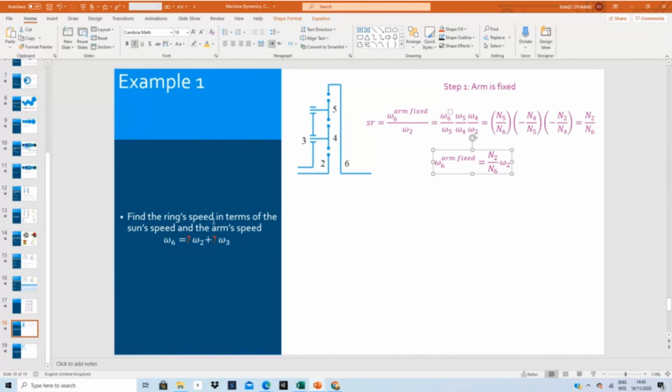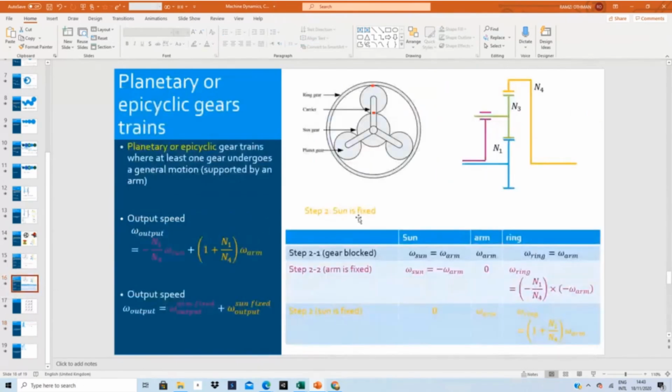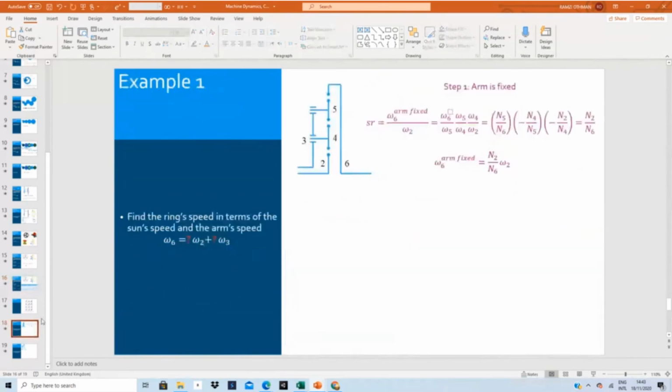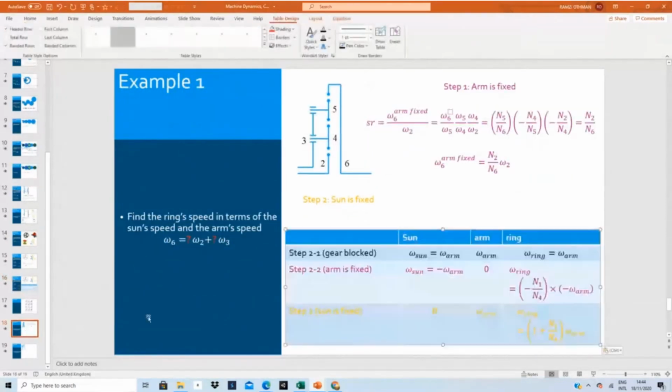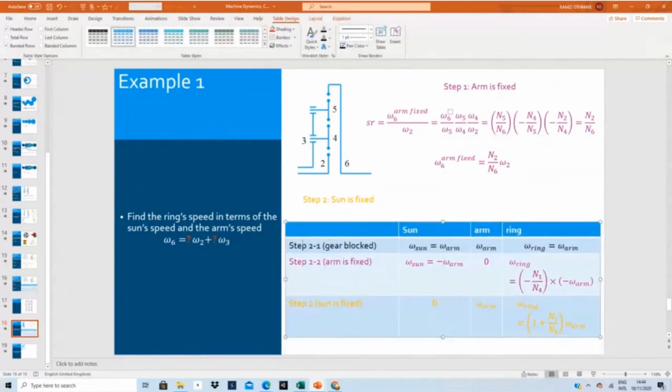And to consider the effect of the arm, I need to go to step two. For step two, I will use the tabular method. The first sub-step, 2-1, will always be the same. I will assume that the sun has the same speed as the arm. In that case, omega of the ring will also be the same as the arm.